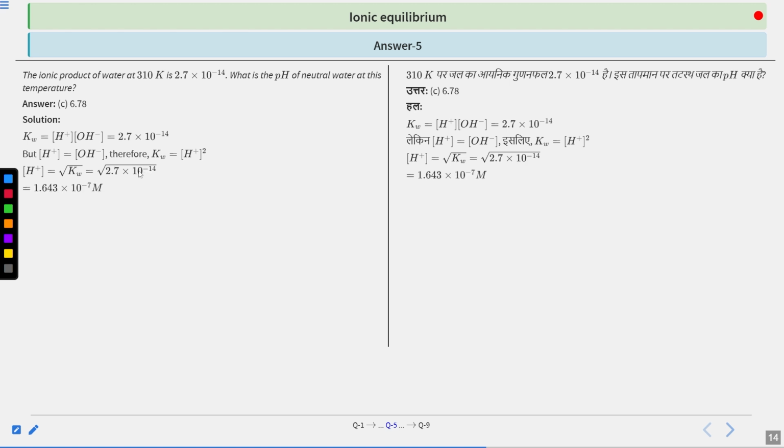Further, if we calculate it, we will get the H plus concentration as 1.643 into 10 to the power minus 7 molar. Further, we will calculate the pH. So what is pH? pH is equal to minus log H plus. We have the concentration of H plus, so we put it here. We get minus log 1.643 into 10 to the power minus 7, which is equal to 6.78. So the new pH value for neutral water is 6.78 rather than 7.